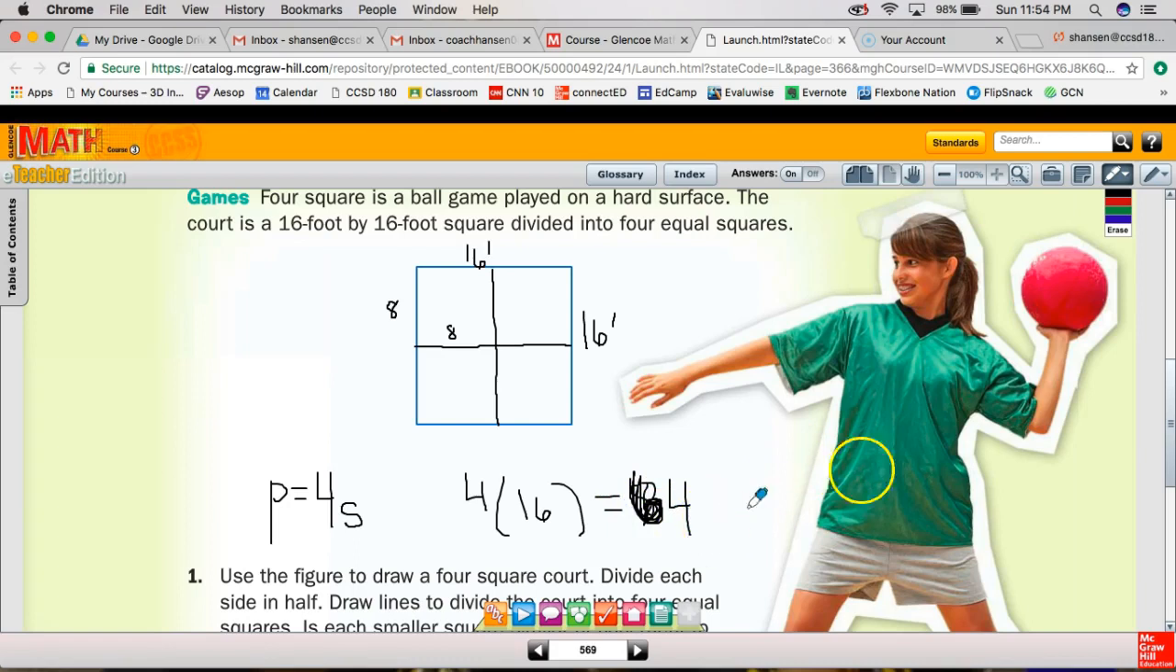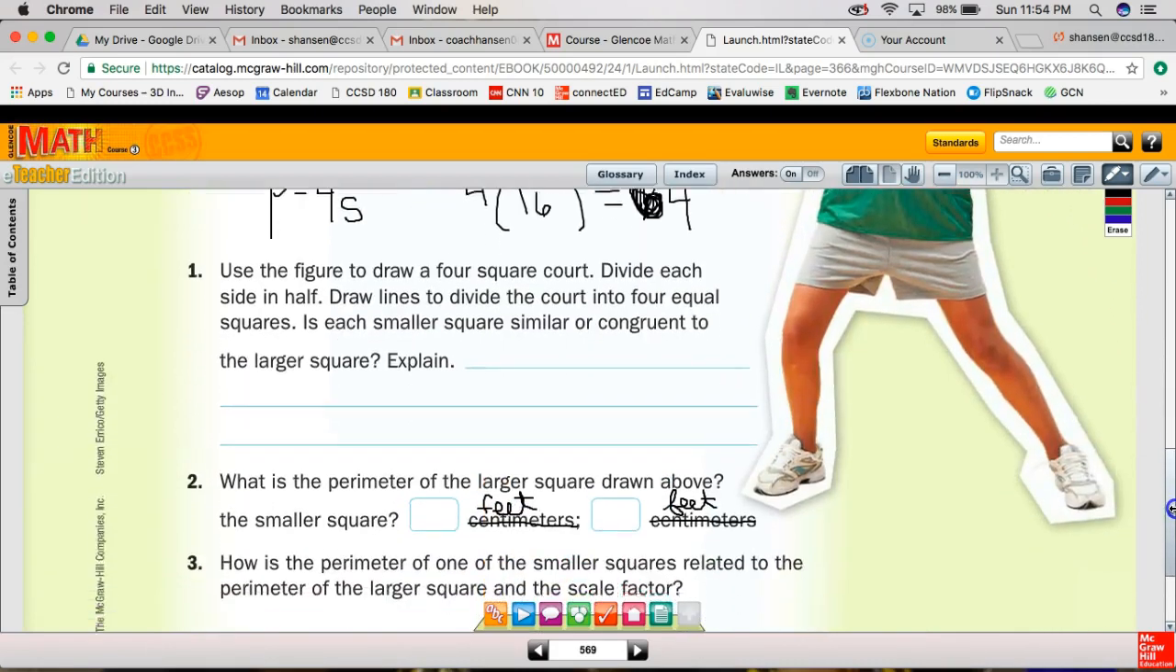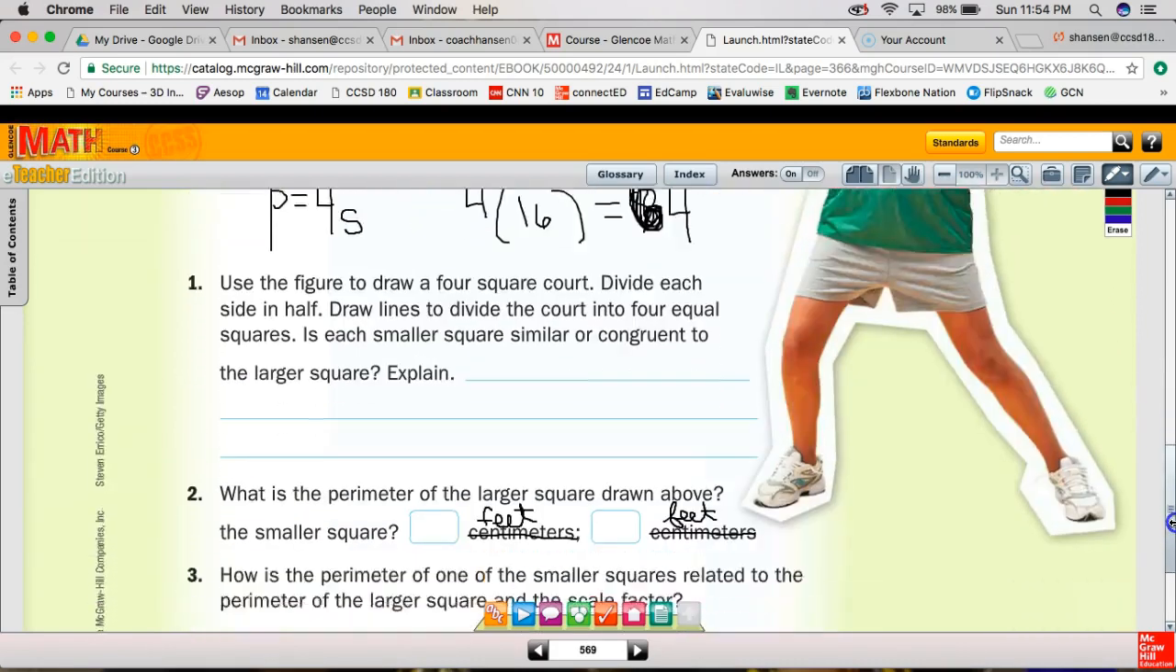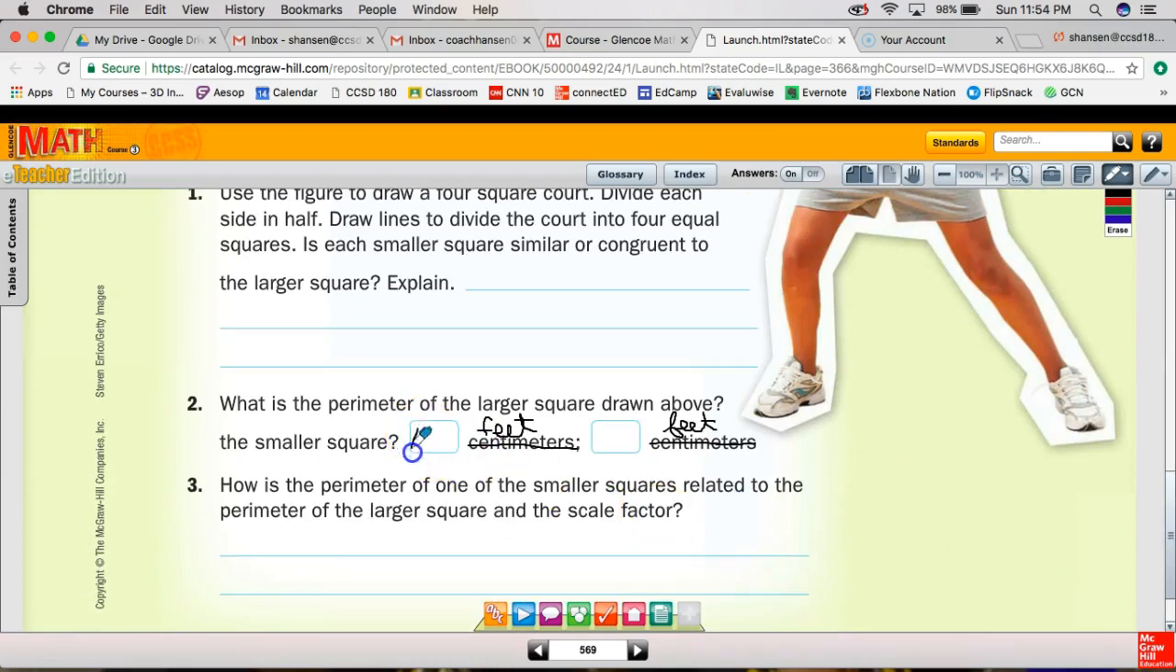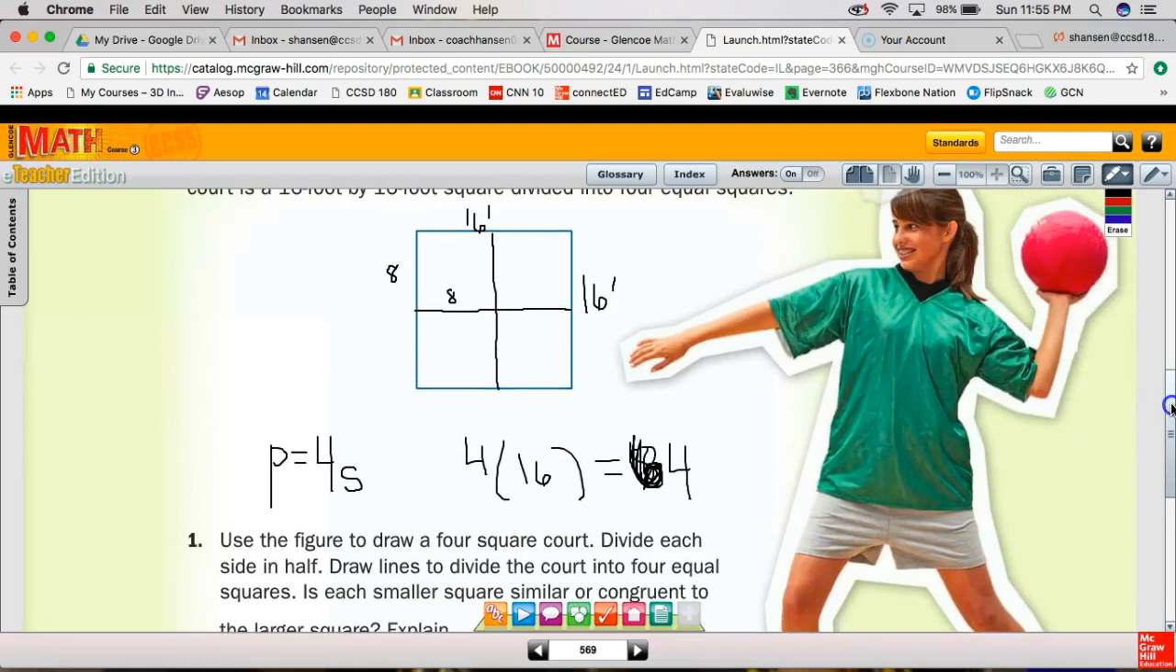64 square feet. Okay, so I'm going to go ahead and put that over here. Oh no, it's not square feet, it's perimeter, so it's regular feet. I've already confused you, haven't I? Relax. Perimeter is regular feet because it's only one dimension. And what I mean by one dimension is you're only measuring a distance.